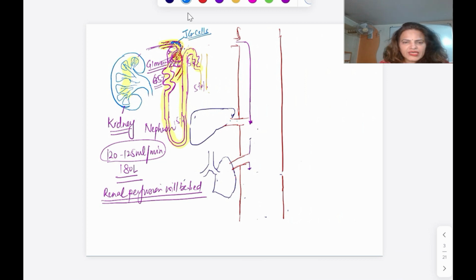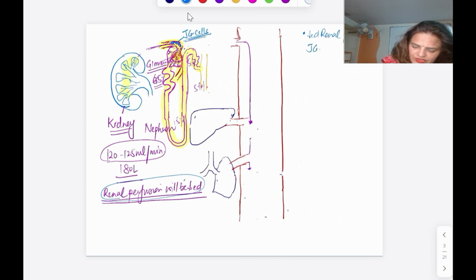Now they are going to sense this decreased renal perfusion, and from these granular cells, or from the JG cell, the renin is released. Okay, so renin is released, number one, because of the decreased renal perfusion. The JG cell gets stimulated, which causes the release of renin. This is number one.